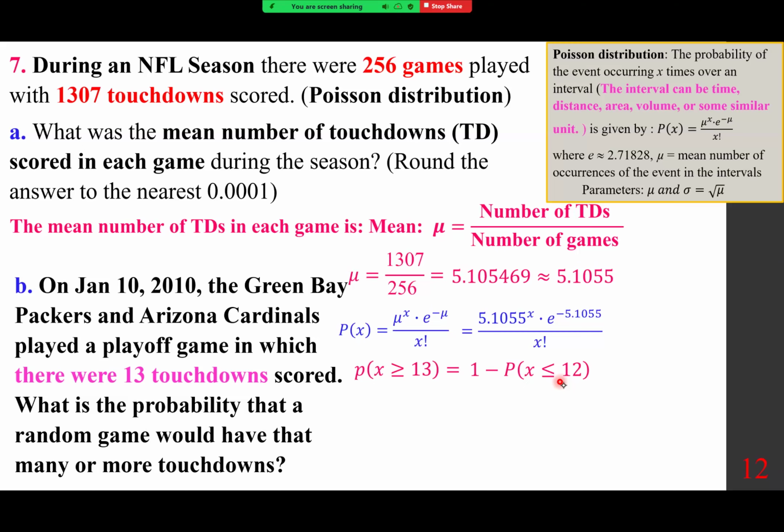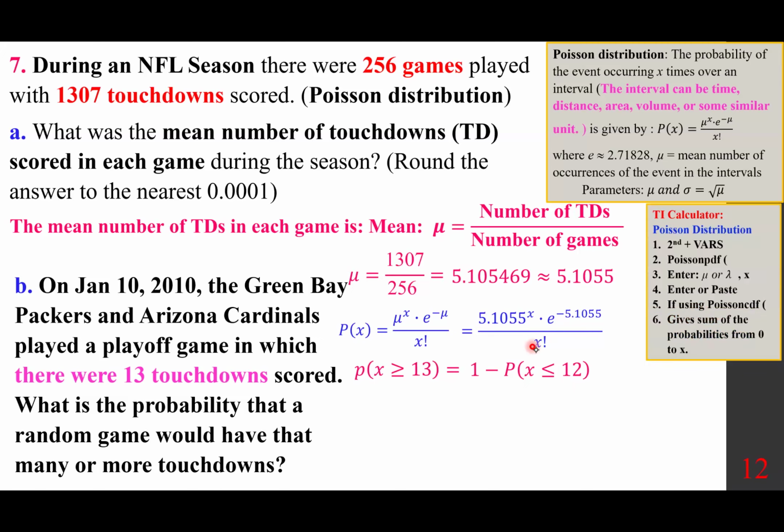To calculate this one, you put x equals 1, 2, 3, and so on into this formula, including 0, by the way, and add them up. Or you can use a technology. It's very similar to binomial distribution, second variables, Poisson PDF, mu or lambda, or x. This depends on what you're using. For example, let me show you right here. We use PDF or CDF. We're going to use CDF.